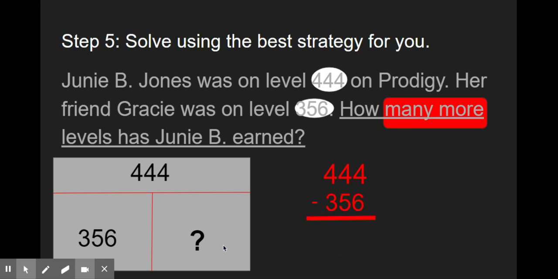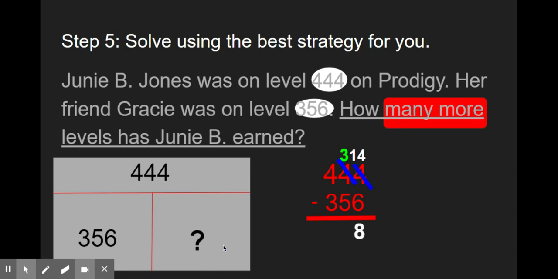4 minus 6 I can't do, so I need to regroup. I'm going to cross out the 4 in the ones place and the 4 in the tens place. The 4 in the ones place becomes a 14 because I'm borrowing a 10 from the tens place and turning it into 10 ones. And the 4 in the tens place becomes a 3. 14 minus 6 is 8.